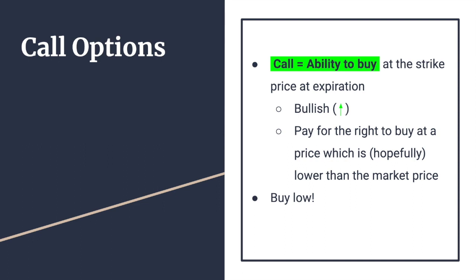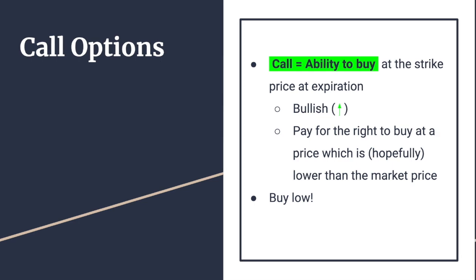You're paying for the right in the future to buy at a price which is hopefully lower than the market price. For example, you might try to buy Apple with a call option. If you chose to exercise the option, just to use the option, you might buy at 245 when the market price is 250, allowing you to buy at $245 a share and sell at $250 a share. This is essentially allowing you to buy low.